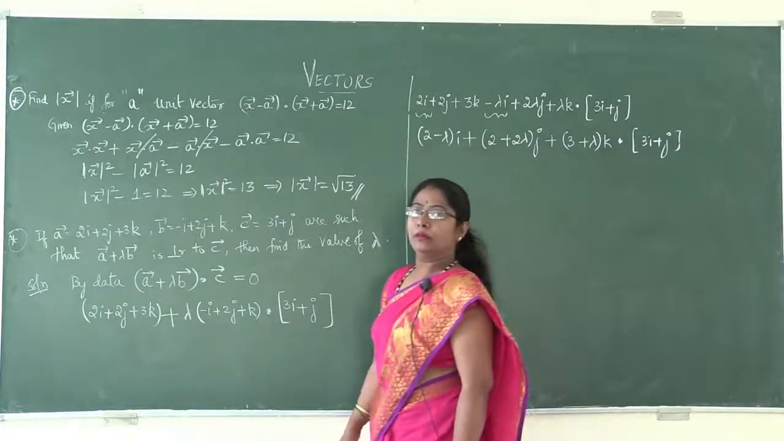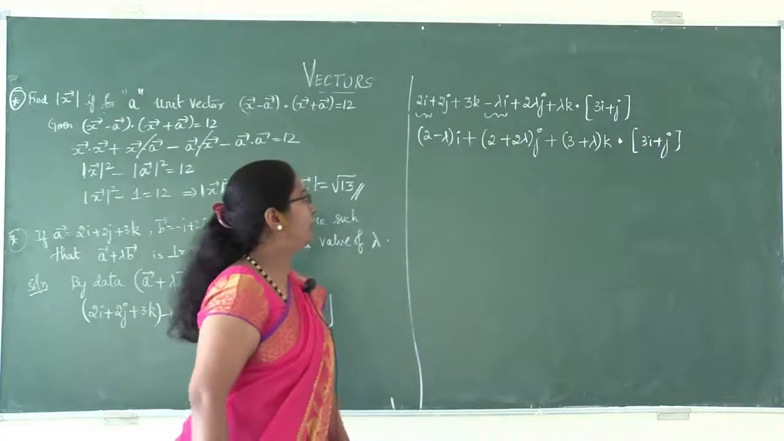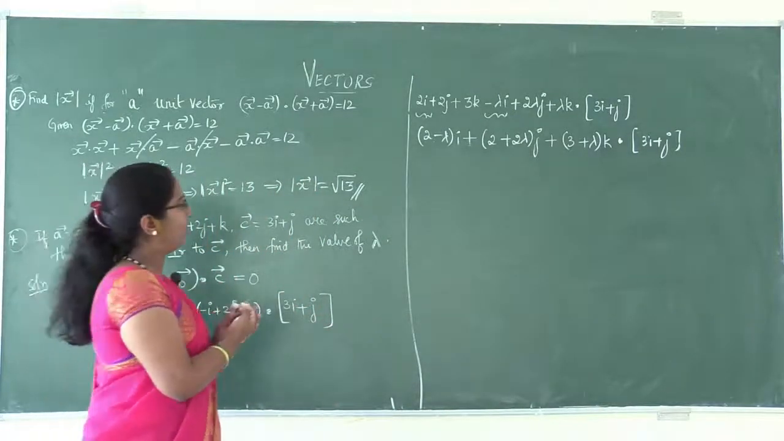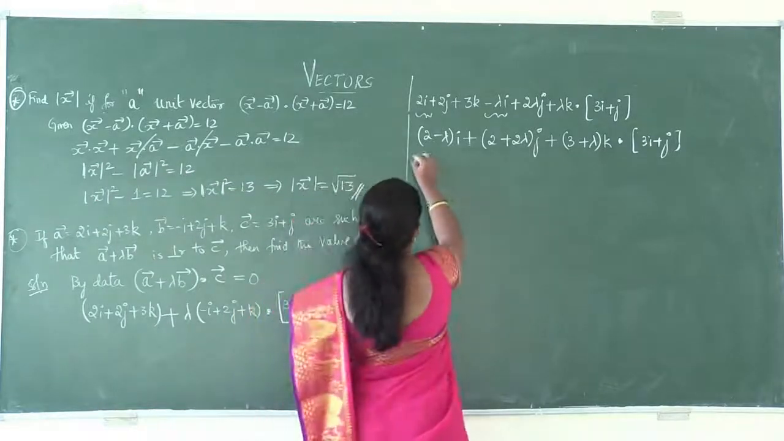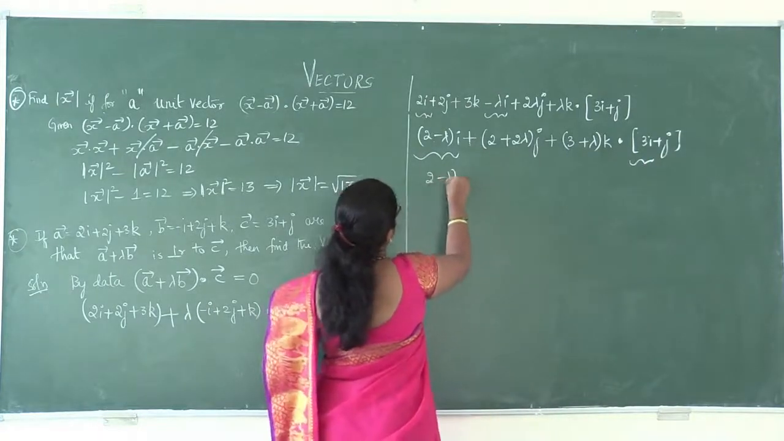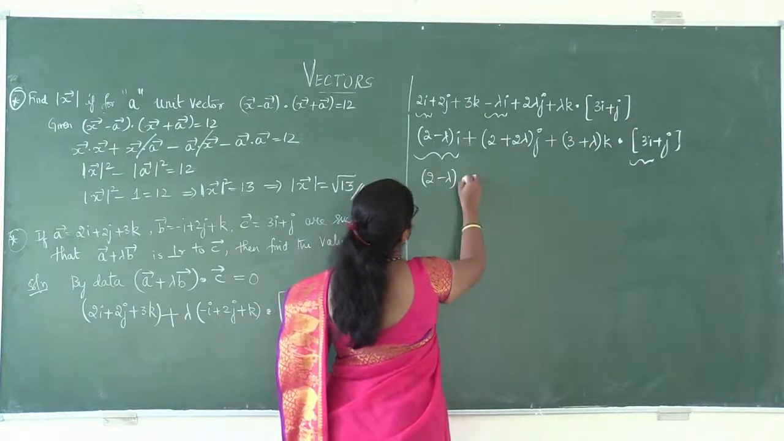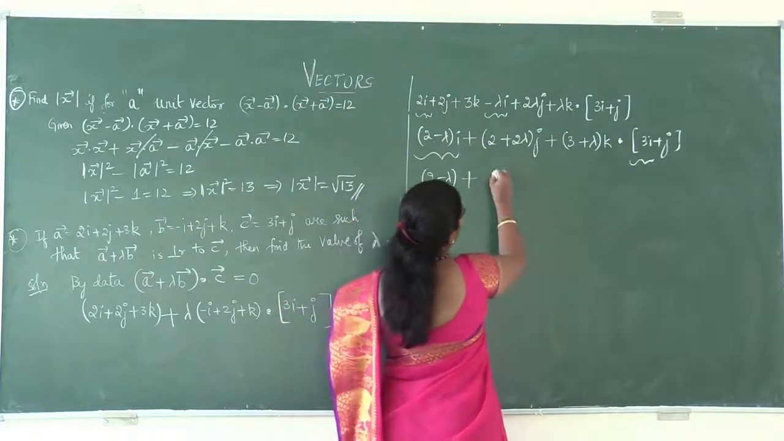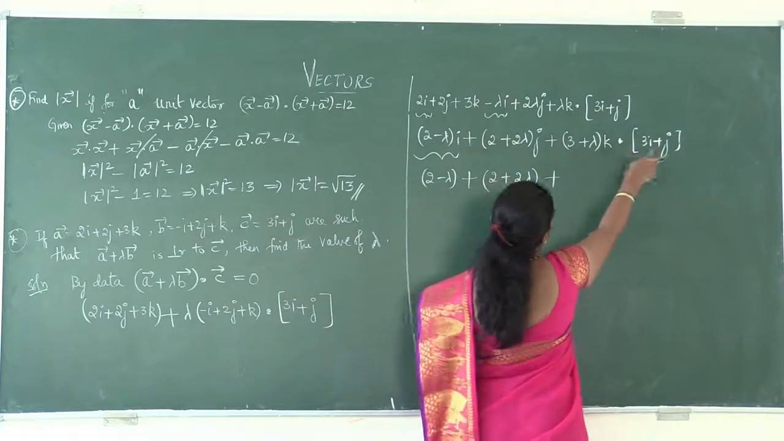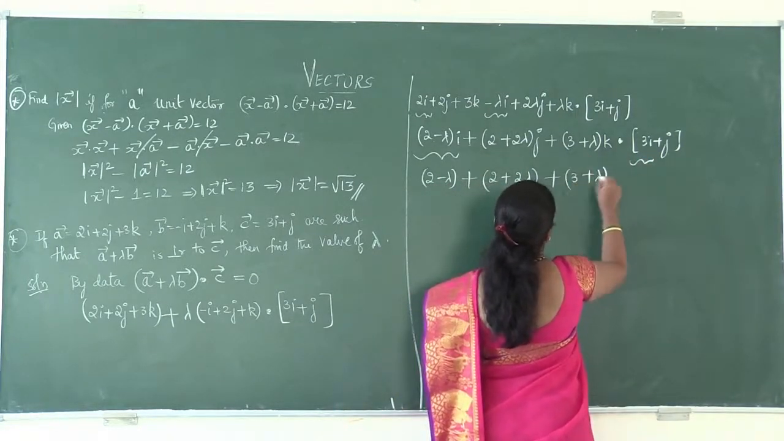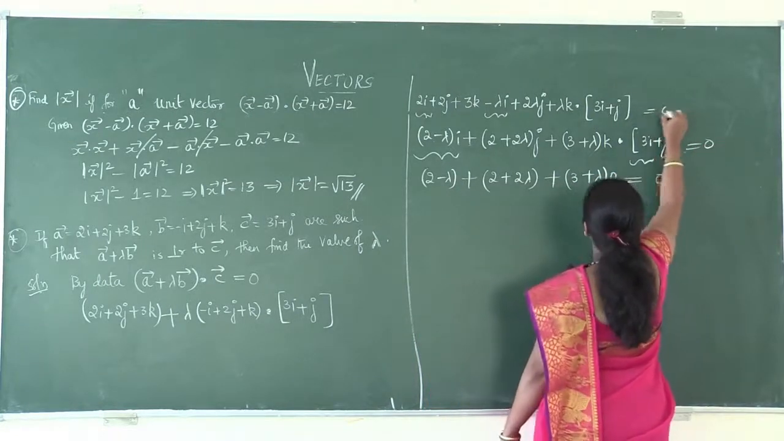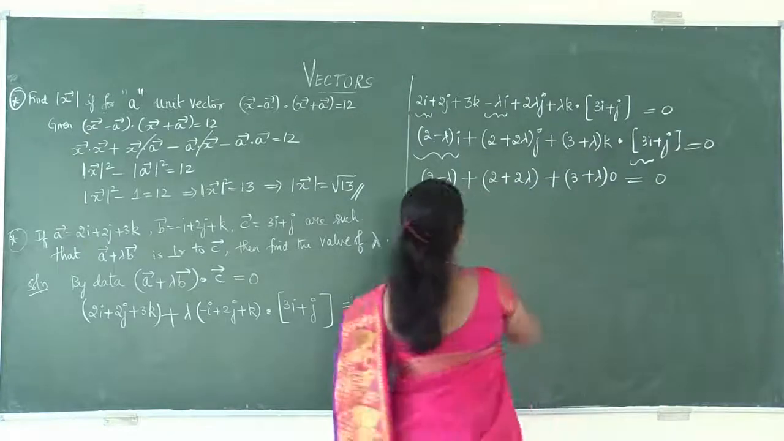Now, how do you find the dot product in terms of components here? That is multiplying the ith coefficient, jth coefficient and kth coefficient. So when you multiply to find the dot product of these two vectors, what do I write? 2 minus lambda plus what is j? 2 plus 2 lambda plus, do you have k term here? K term here is 0. So 3 plus lambda into 0, which is equal to what? 0. This is the condition by data.